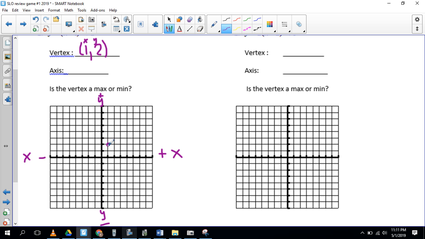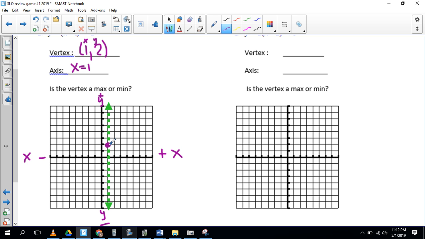So that's my vertex. Now, my axis of symmetry goes through the vertex, and it's your X. So X equals 1. And that's just that dotted line. I don't know if y'all remember when we did that, it's just that dotted line that goes through the vertex. And I'm going to make my vertex bigger. So my vertex was here. And that's my axis of symmetry.